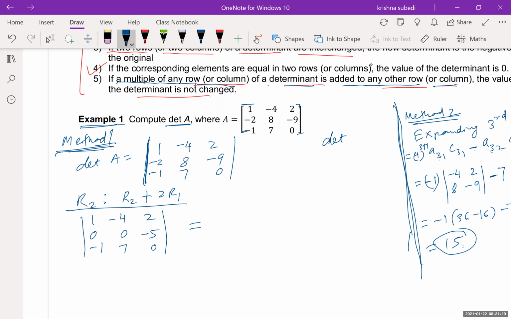And let us do something with R3 just for fun. Let's say R3 plus R1, what happens? In R1, I did nothing, I just copy as it is. And in R3, I did R3 plus R1, that will be 0. This will be 3. This will be 2. Okay.